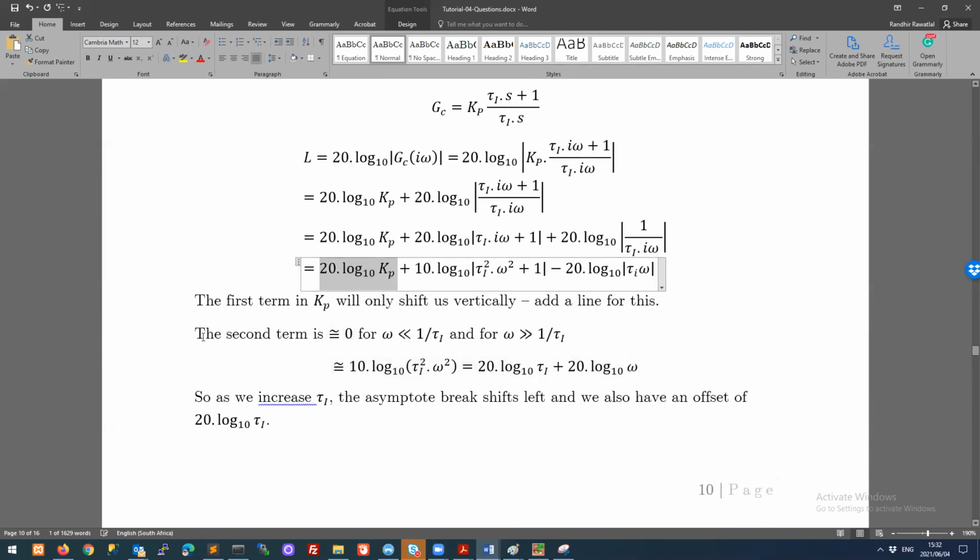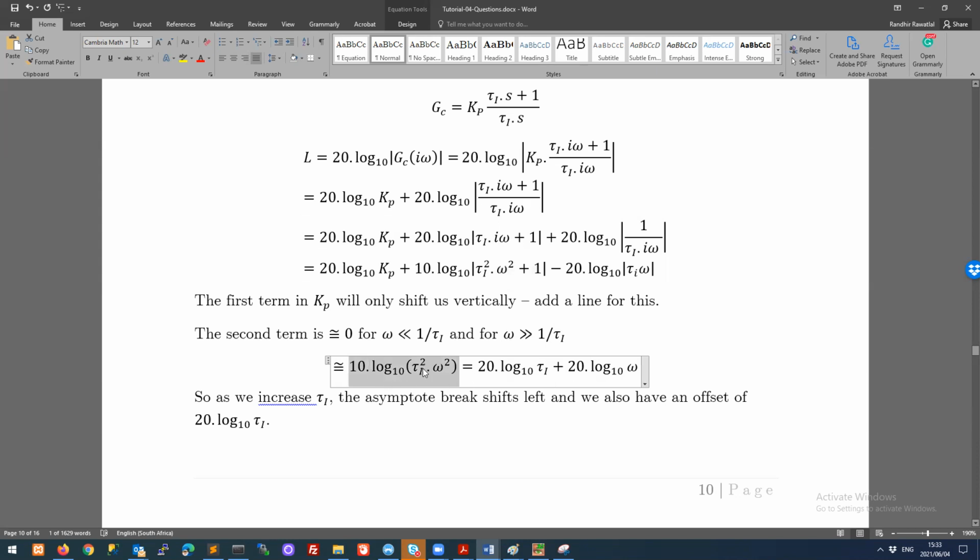The second term is this thing. In this case, if omega is much less than 1 over tau I, then this thing is much less than 1, and so this whole thing becomes 0. So it's 0 for omega much less than 1 over tau I. When omega is much more than 1 over tau I, then this is much bigger than the 1, so you can ignore the 1, and then it simplifies to this.